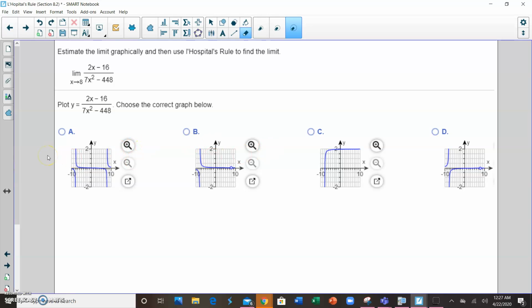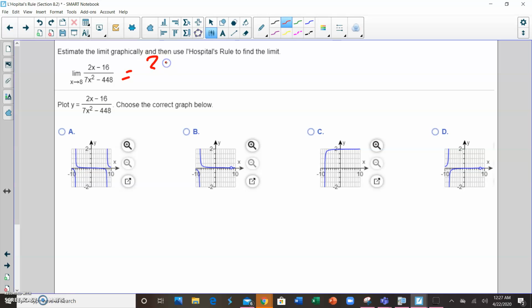All right, so how do we apply L'Hopital's rule? The first thing we need to do is plug in 8 and see if we get 0 divided by 0. Because if we just get a number, we don't have to do any of this. All right, so let's go ahead and plug in 8.